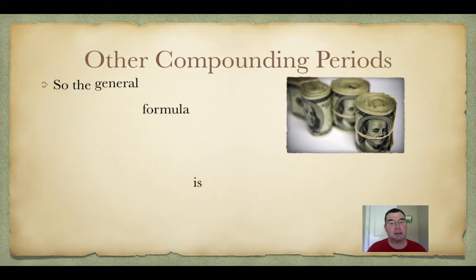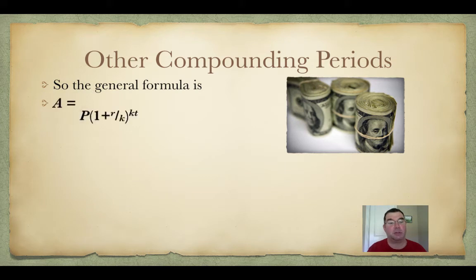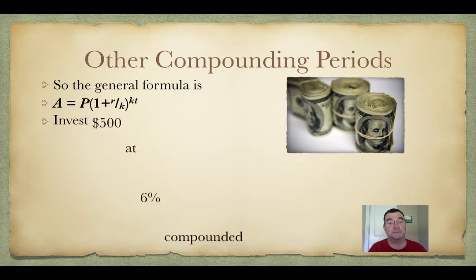Okay, so let's talk about that. The general formula then is going to be P times 1 plus R over K, because that's the new interest rate, because it's being divided depending on how many times you're compounding per year. And the exponent changes as well, because we are multiplying by that factor more times as we compound more throughout the year. So the exponent becomes KT instead of just T.